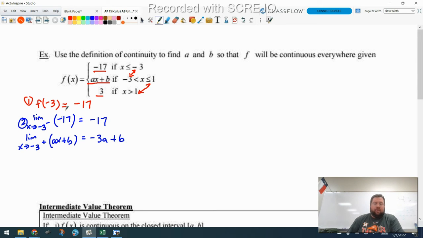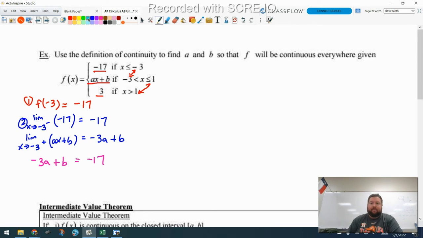All right, for the limit to exist, our two one-sided limits have to be equal to each other. So negative 3a plus b has to be equal to negative 17. Okay, this is the point in the last problem where we were able to solve the equation and get our answer. That is not possible right now because we have two unknowns, two variables. Anytime you have two variables, you need two equations to solve it. So that's where this x equals 1 is going to come in.